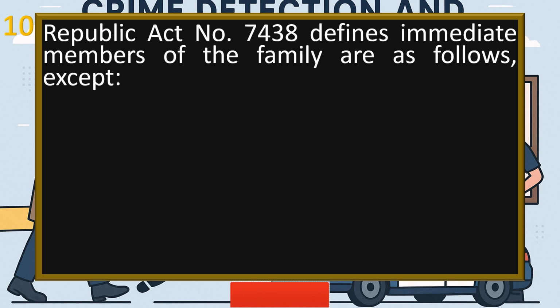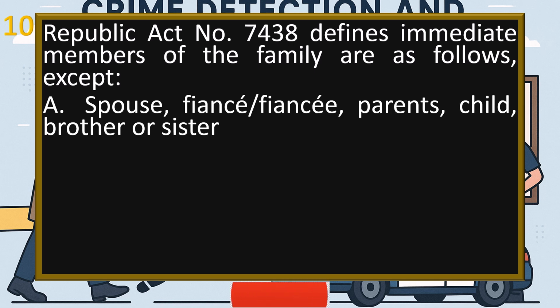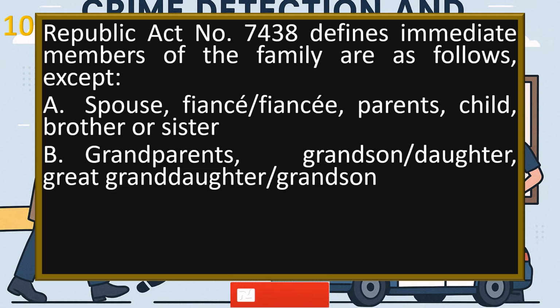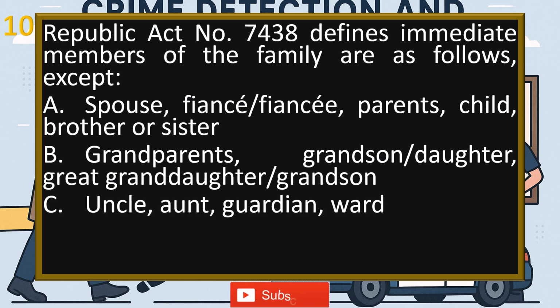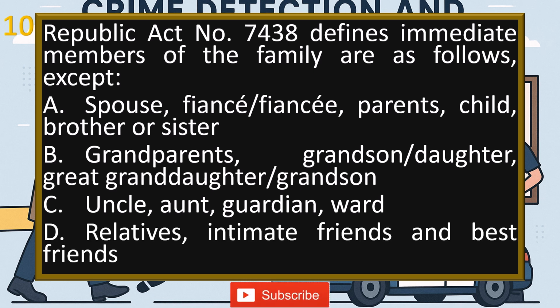Republic Act No. 7438 defines immediate members of the family as follows, except A. Spouse, fiancé/fiancée, parents, child, brother, or sister. B. Grandparents, grandson/daughter, great-granddaughter/grandson. C. Uncle, aunt, guardian, ward. D. Relatives, intimate friends, and best friends.